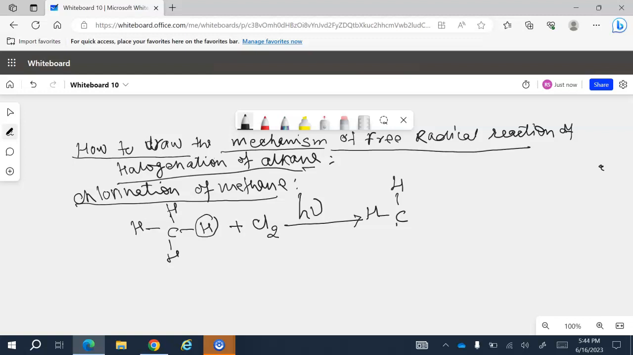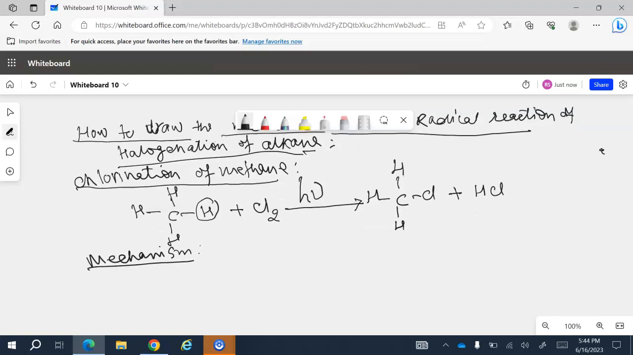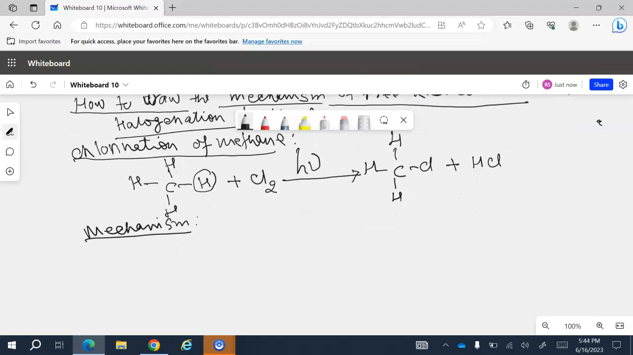chloromethane, and this hydrogen goes with one of the chlorines to give HCl. So the products are chloromethane and hydrochloric acid. Now we want to discuss the mechanism of this reaction. This is a free radical chain mechanism, which involves various steps.